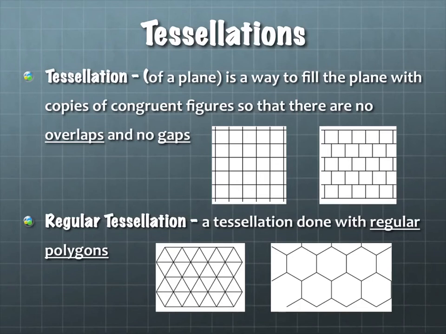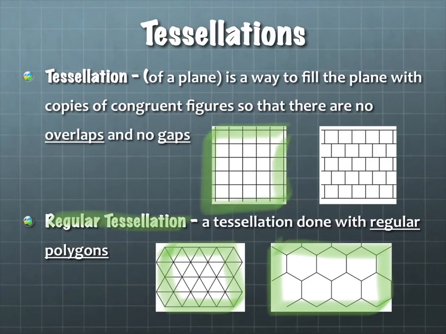Specifically, regular tessellations are any tessellations that are done with regular polygons. And if you'll remember from our previous work, the word regular means that they have all congruent sides and all congruent angles. So our regular tessellations on this screen are in fact this one, because those are equilateral triangles. This one, because they are regular hexagons, but also this one because they are squares. So there's only one picture on this slide that's not a regular shape, and it's the rectangle.